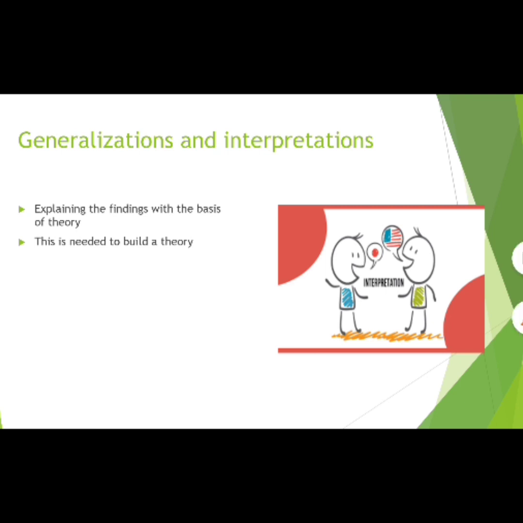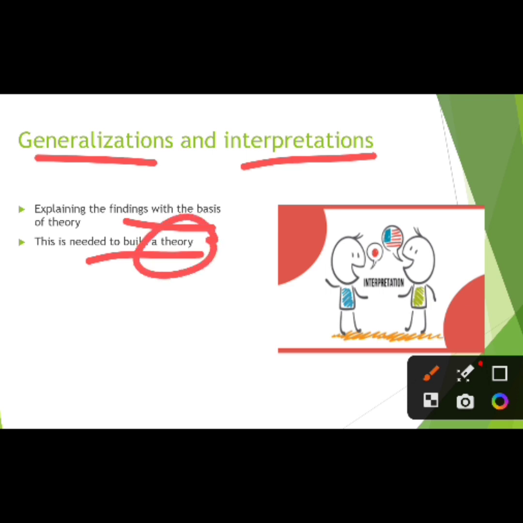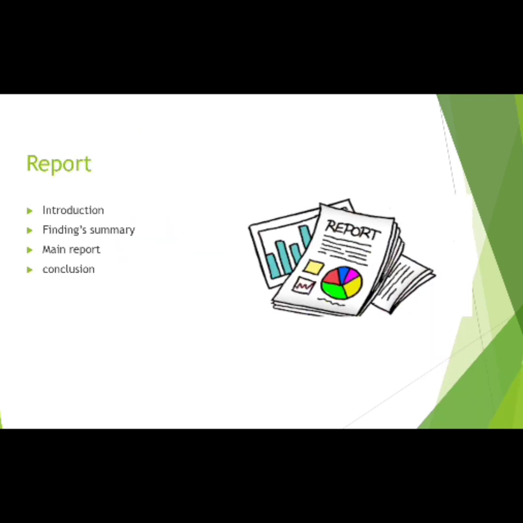After that, generalizations and interpretations. Explain the findings on the basis of theory. Generalization and interpretation: now we have to present our theory and generalizations. This is needed to build a theory, so now we have to build a theory for that purpose.